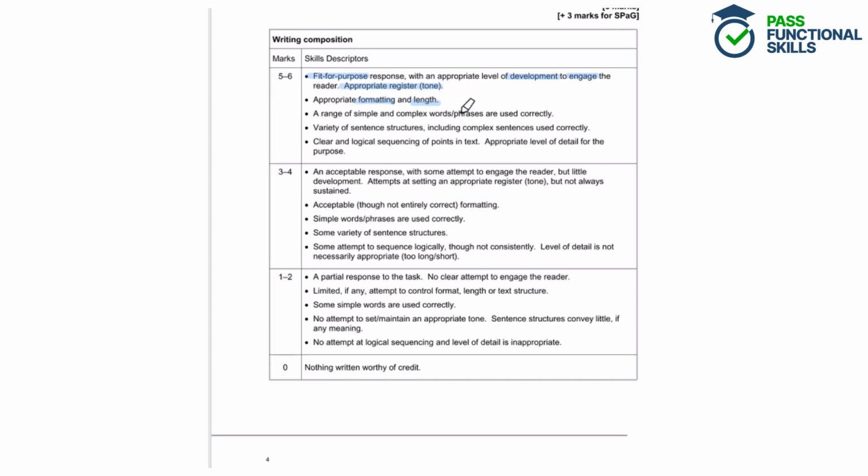You need to use a range of simple and complex words and phrases correctly. So vary the sentence structures that you're using and use a range of words and phrases. Use a variety of sentence structures, including complex sentences, correctly. So again, making sure that both your word choices and your sentence structures are varied throughout the text. Use some longer sentences and shorter sentences, use longer words and shorter words. And make sure that any words that you're using are suitable for the task.